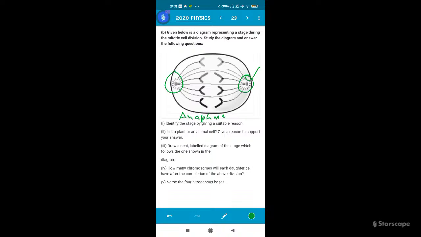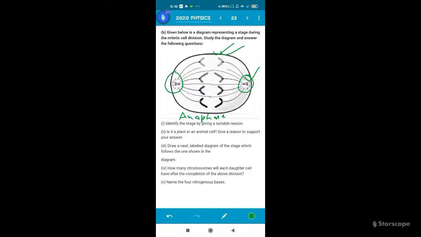Question number 3, I am going to explain it in the next page. Let us do question number 4. How many chromosomes will each daughter cell have after the completion of the above division? So in the case of this cell, how many chromosomes did it have? It had 4 chromosomes obviously, but now it has been broken apart into the sister chromatids due to the process of anaphase, but actually it had 4 chromosomes. So in case of mitosis, the chromosome number is not halved.